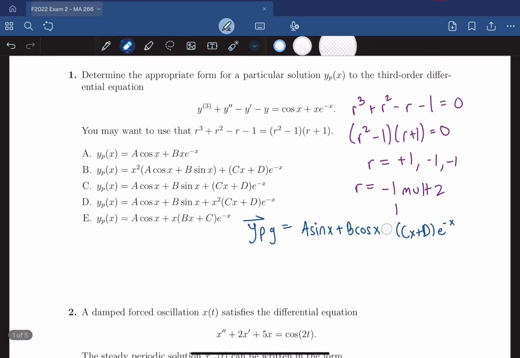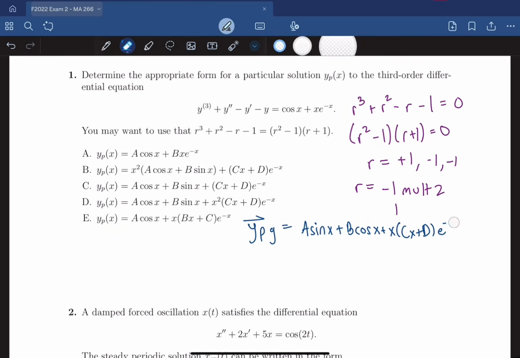And then now we have to cross-reference with our characteristic roots over here to check if we have any duplicates. So e to the negative x means our -1 is a solution here. And we can see that this does duplicate in our characteristic roots, and it's at multiplicity 2. So if we have a duplication, we're going to multiply this term by x if the multiplicity is 1.